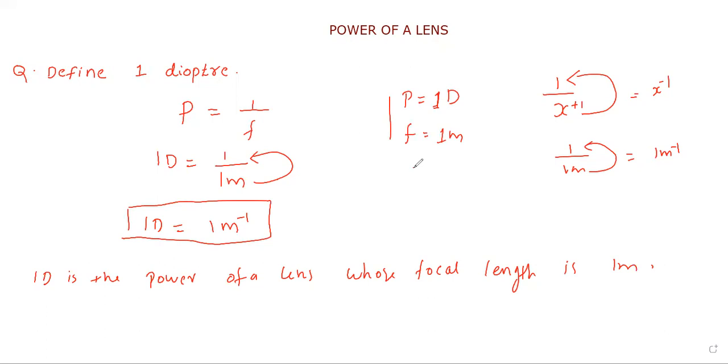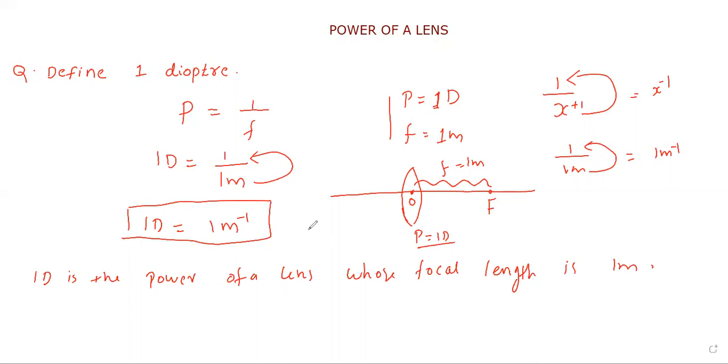That is, consider a lens. If it is a convex lens or concave lens, whatever it is. So this is a convex lens. And suppose this is the optical center and this is the principal focus. Suppose this length is called focal length. So this focal length is equal to 1 meter. Then what about the power of this lens? It is 1 diopter. Okay, so if the focal length is 1 meter, then the power of the lens is 1 diopter.